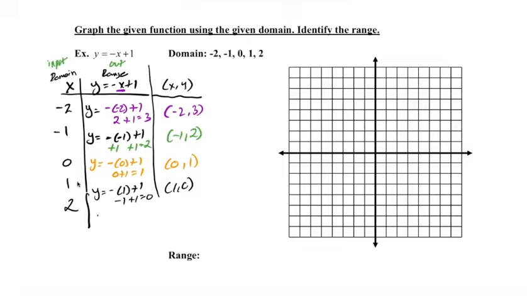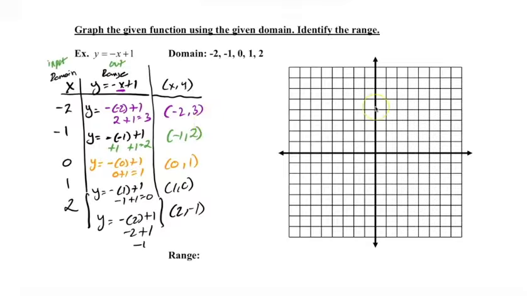And then finally, y equals -2 plus 1. -2 plus 1 is -1. So we get the point 2 and -1. Those are our domain values they gave to us, and then we plug them into the equation to get the corresponding y values. And those two together make our point.